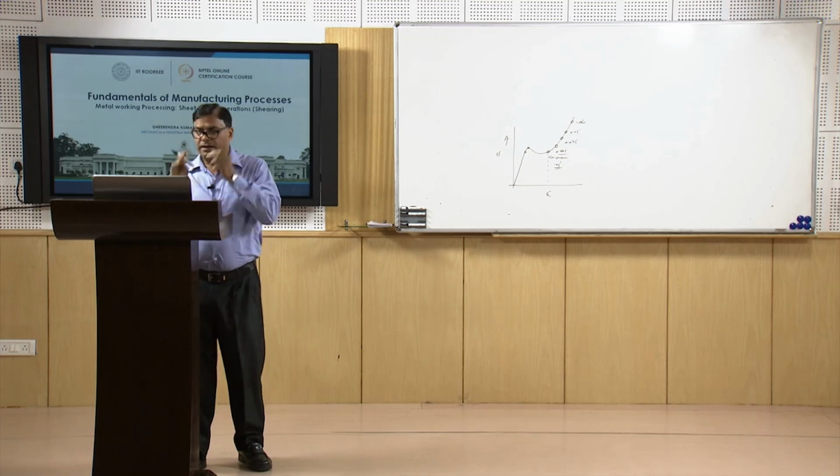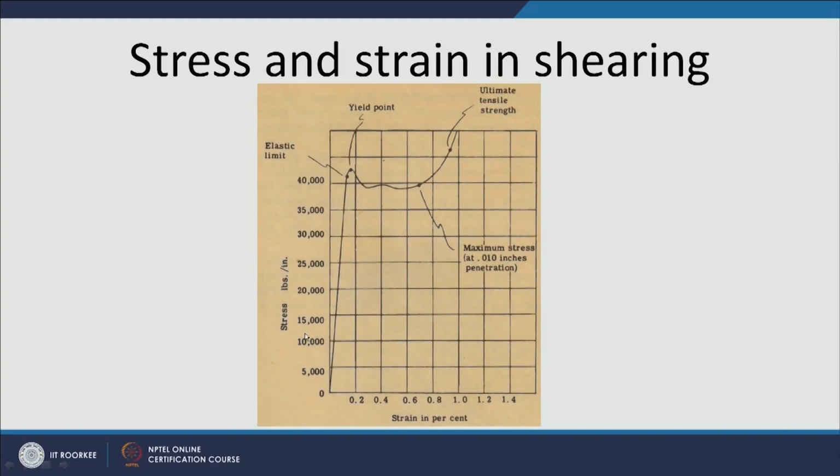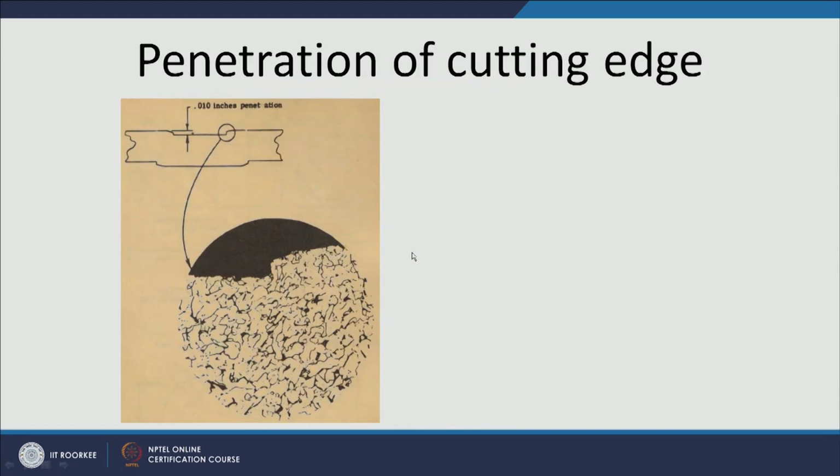If we see this one, the y axis is showing the stress being induced and the x axis is showing the strain being induced. So, the entry of the punch into the sheet metal with a magnitude of 0.01 inch results in this stress magnitude and this strain. At this stage, what kind of configuration is achieved near the edge? This impression is formed due to the entry of the punch into the sheet metal with a penetration of 0.01 inch.